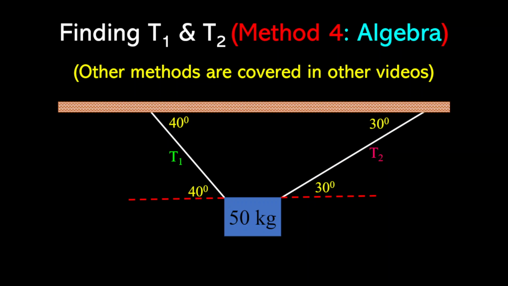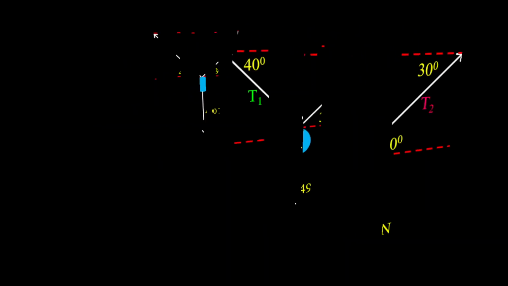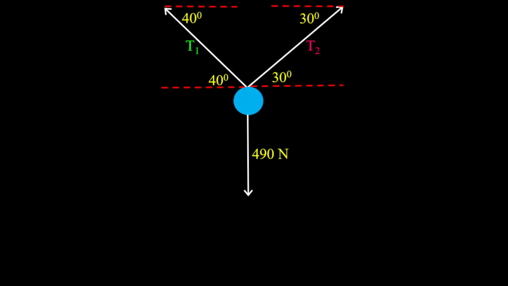Hello everyone. Today we're looking at our fourth method in solving for T1 and T2, and we're using the concept of algebra. The first thing we're going to do, as we normally do, is to convert our diagram into a free body diagram. From our free body diagram, we're going to find the x and y components of T1 and T2. Starting with T1, the x component is given as negative T1 cos 40 degrees.